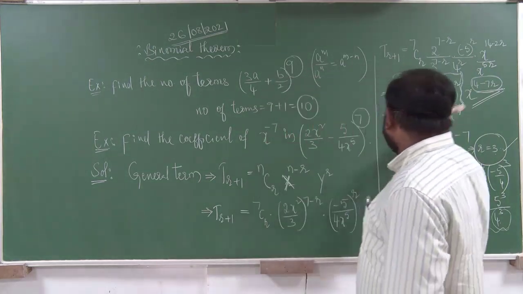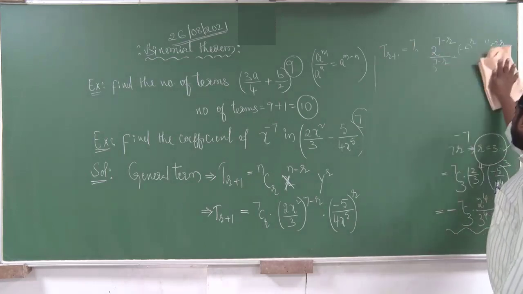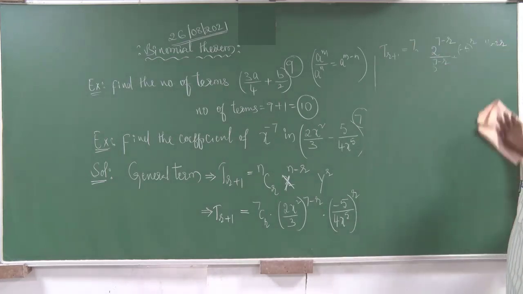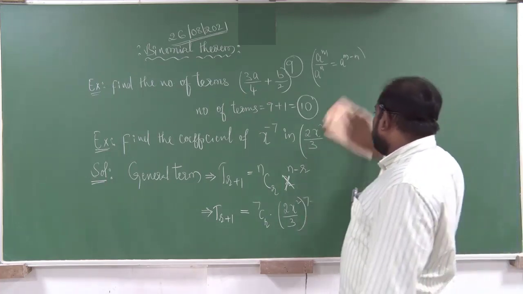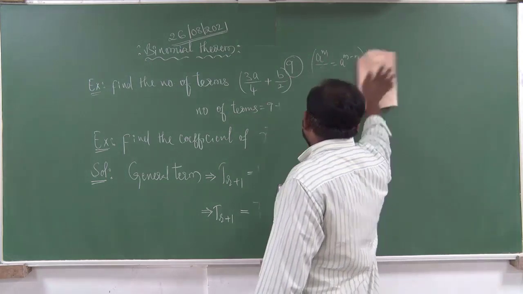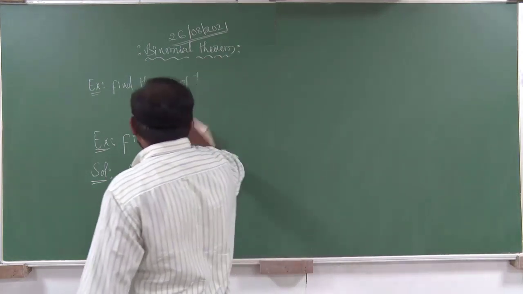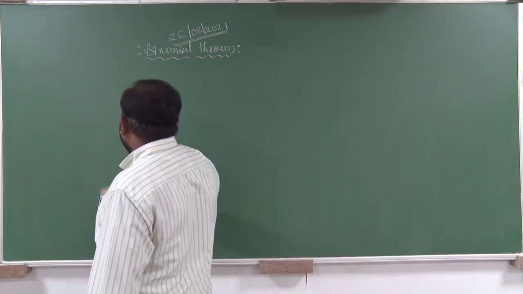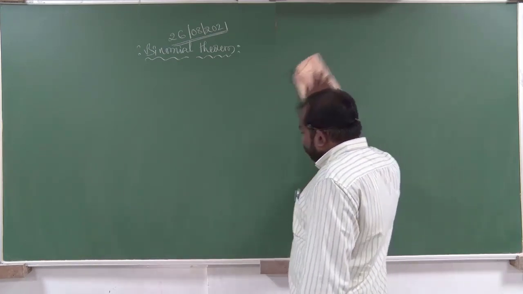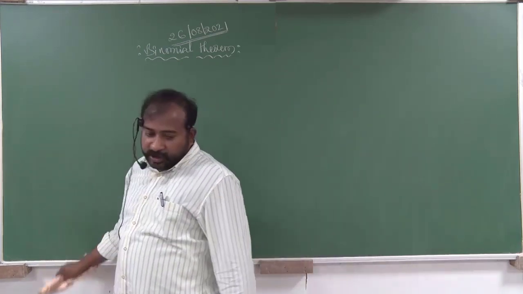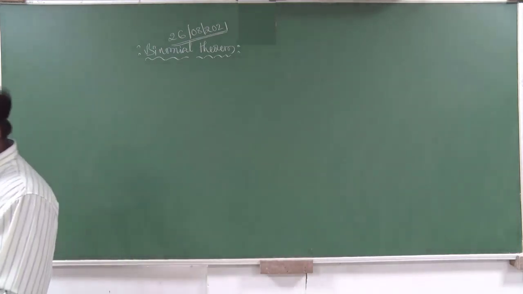Okay. Next. So for any bit, if they ask the coefficient of x power some value, this is the standard method. You have to take the general term. In the general term, x power one value you will get. Make that x power value equal to our required coefficient x power value. Then you will get the r value. After getting the r value, if you replace that r value in the general term, you will get the required coefficient.